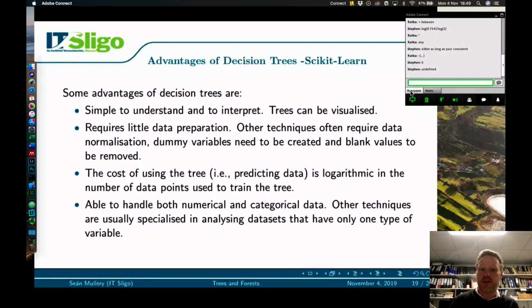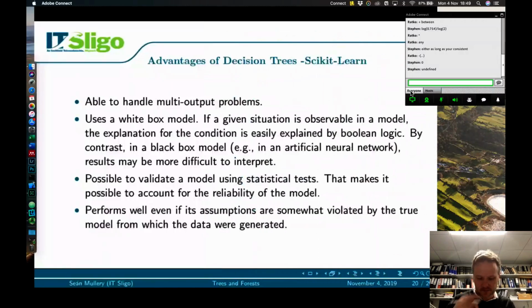Other techniques are usually specialized in analyzing data sets that have only one type of variable, so usually just a numerical variable. It's able to handle multi-output problems, whereas we saw with logistic regression, if we had 3 of them, we were going to have to make several binary classifiers and do that one versus all, which is fine, but it'd be nicer if we were able to include it all in one model.